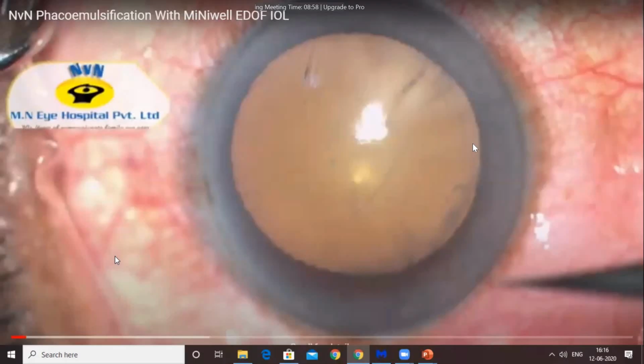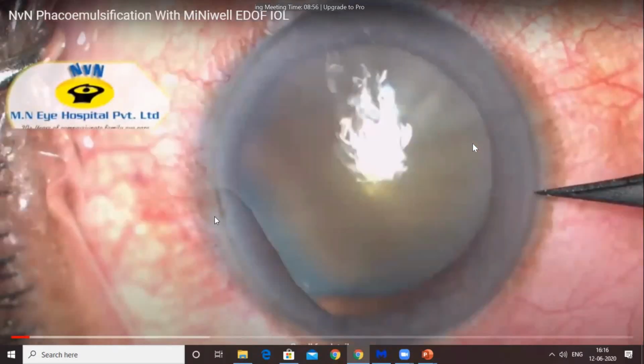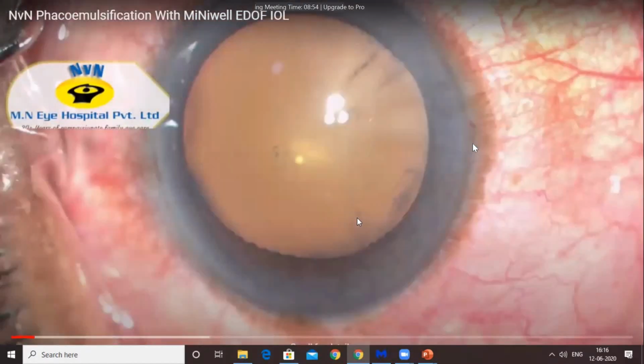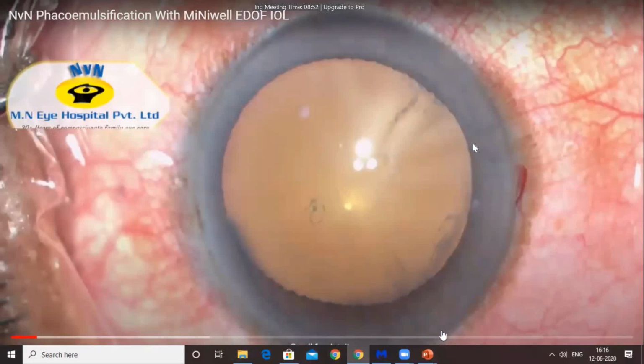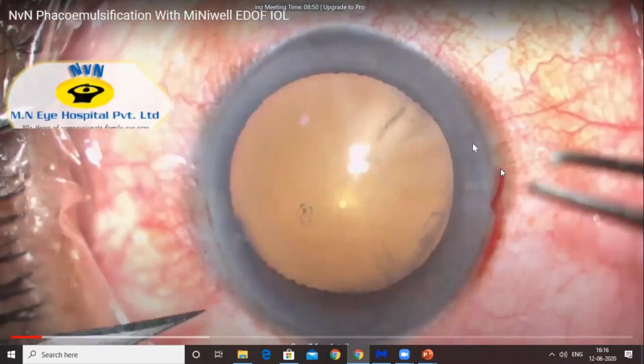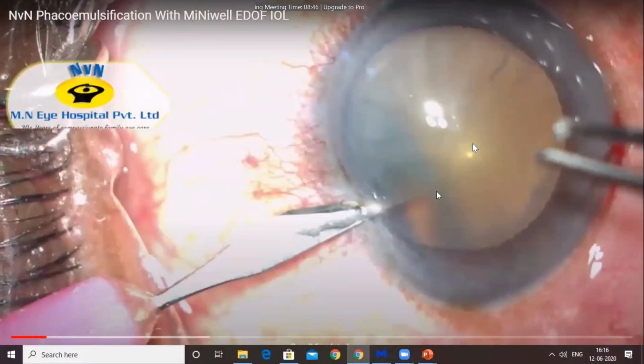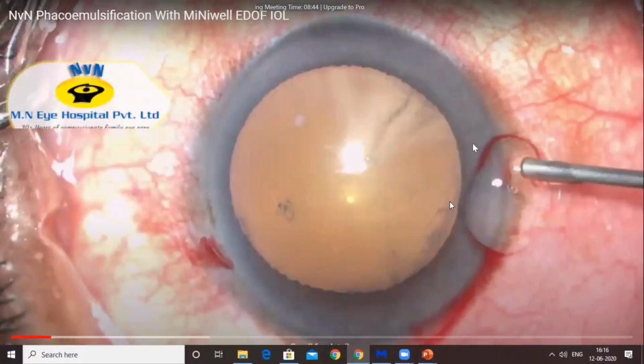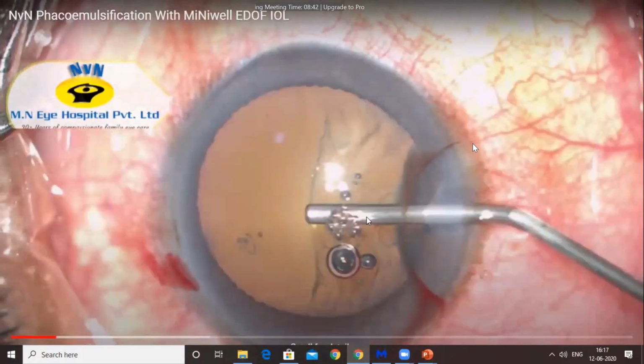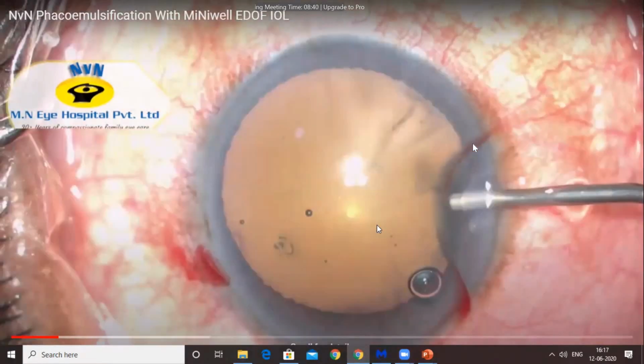This is a case of great corneal cataract and corneal emulsification with a minimal enhancement of focus intraocular lens. By now, side port entries are made. This is a side port, two side ports the doctor made. Viscoelastic is injected in chamber. This is the viscoelastic. I told it was injected in the anterior chamber.